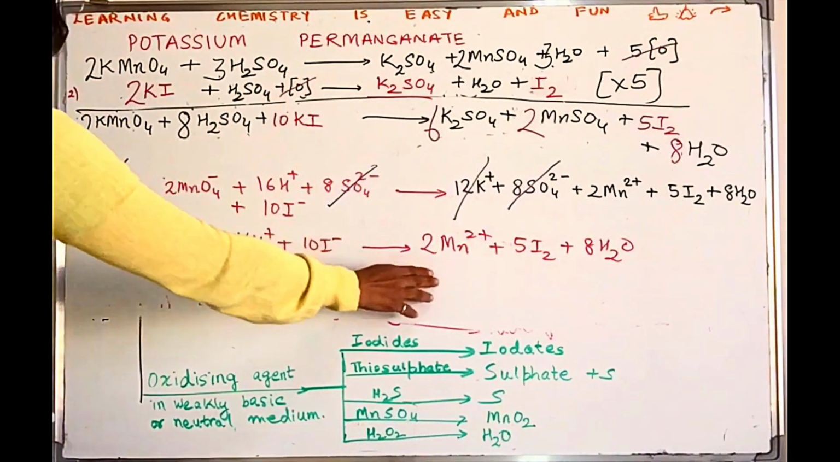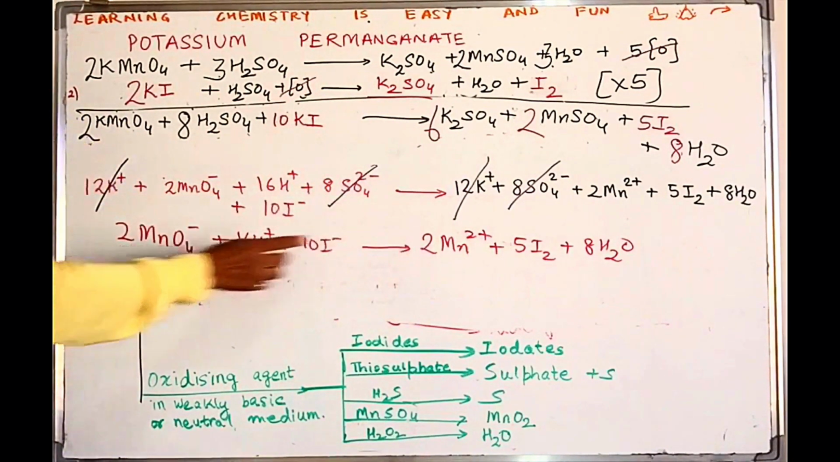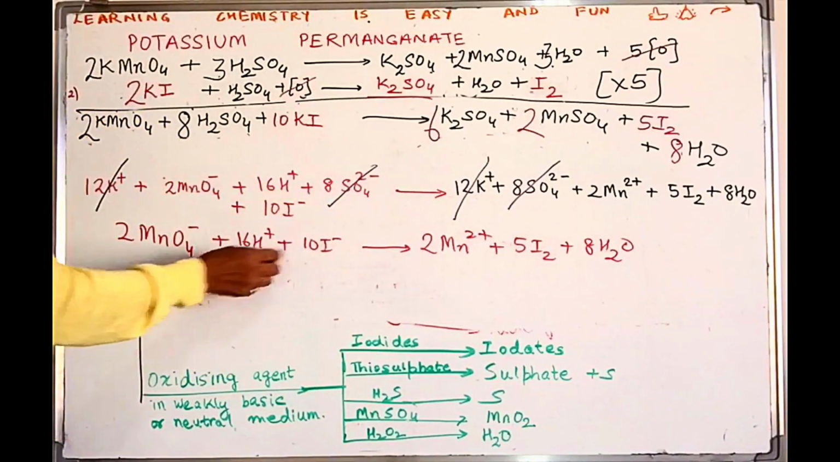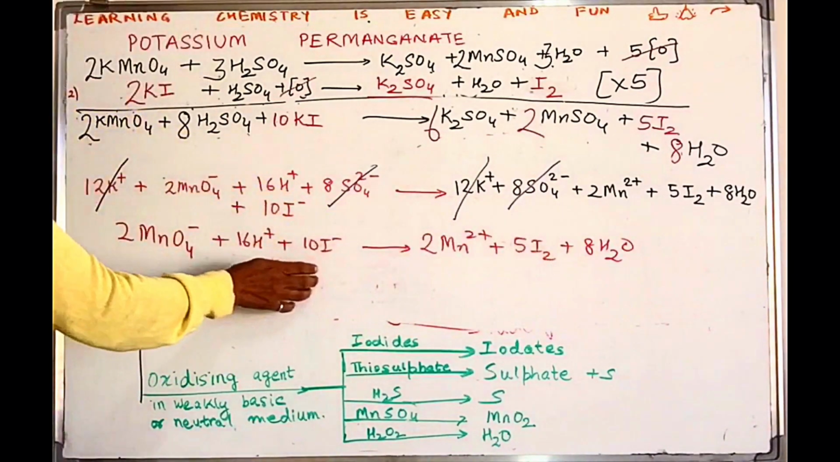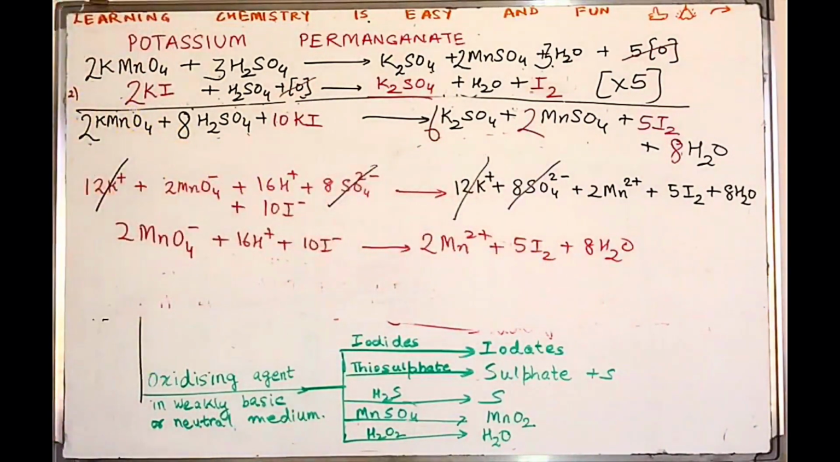2 manganese, 2 manganese. 4 times 2, 8, and 8. Hydrogen 16, hydrogen 16. 10 iodide, 10 iodine. Right? As simple as that. I love the smile on your face, and that is what this channel is about. Now, you can just convert any molecular equation into an ionic equation. It will not take time. It will take time the first time you try it. After that, after the third equation, you will be ready to teach this topic to any of your classmates.